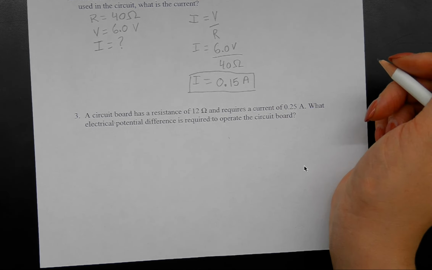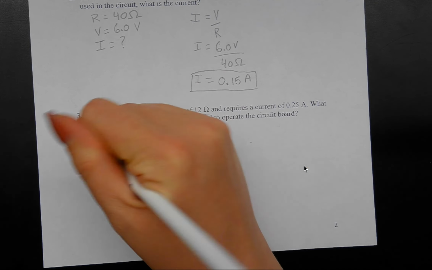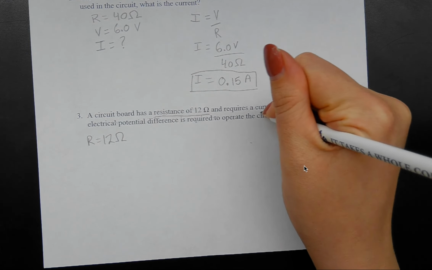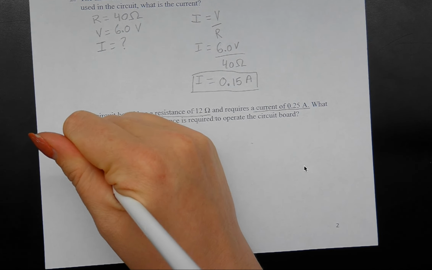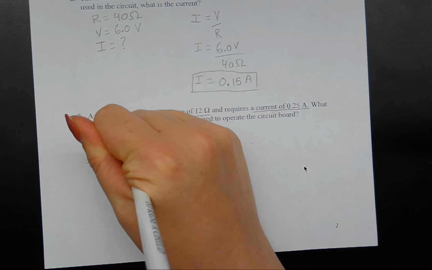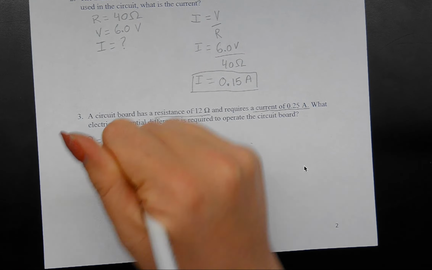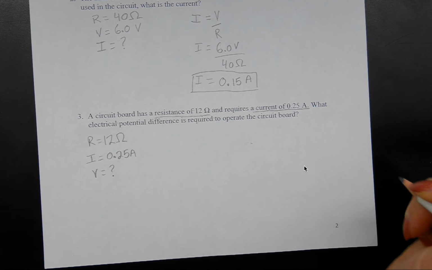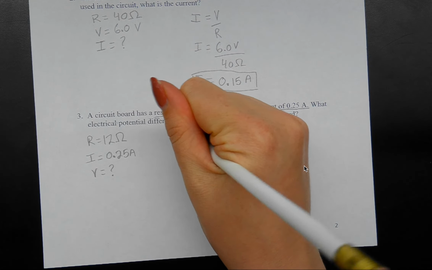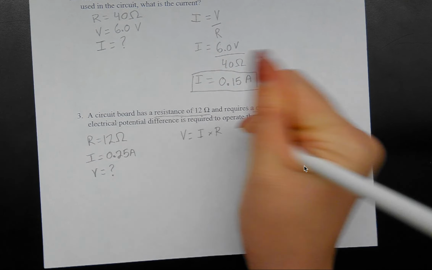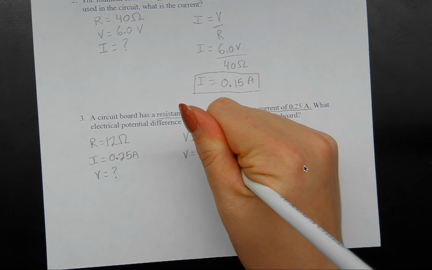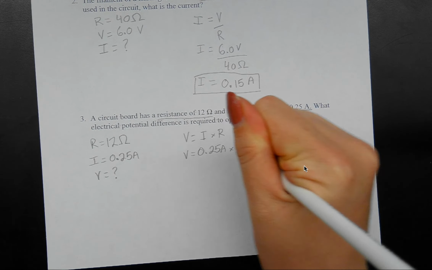Okay, so it has a resistance of 12 ohms. So resistance is 12 ohms. I'm listing. Has a current of 0.25 amps. Current is I, 0.25 amps. And then what is the electrical potential difference? And that is V. Okay, so list. Next is equation. V equals I times R. All right, so V equals 0.25 amps times 12 ohms.